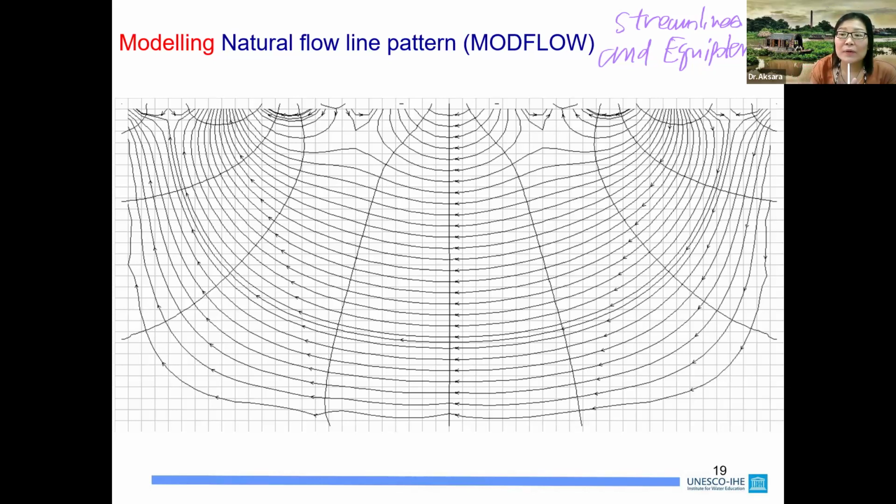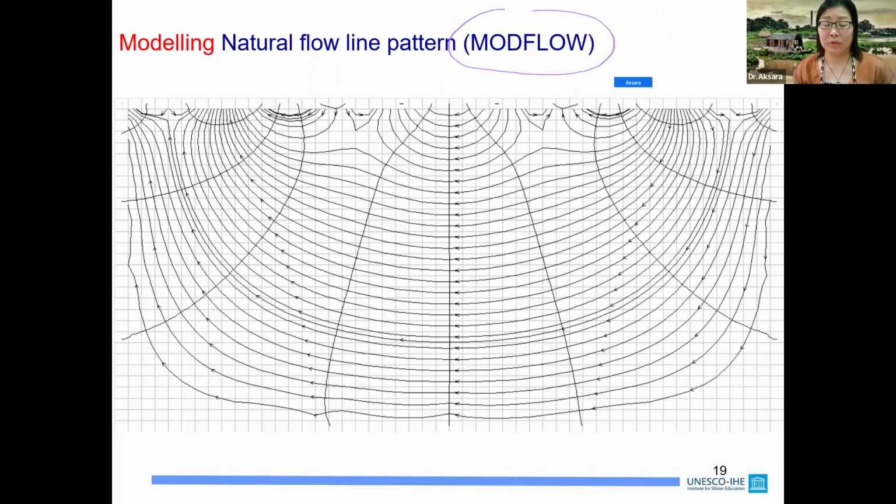Sorry, in this picture there are no numbers, so you don't see which one is higher and which one is lower. But in general, groundwater always flows just like surface water, from the higher equipotential head to the lower equipotential head. So this picture tells you that. This picture is actually generated from the numerical modeling software which we named MudFlow.